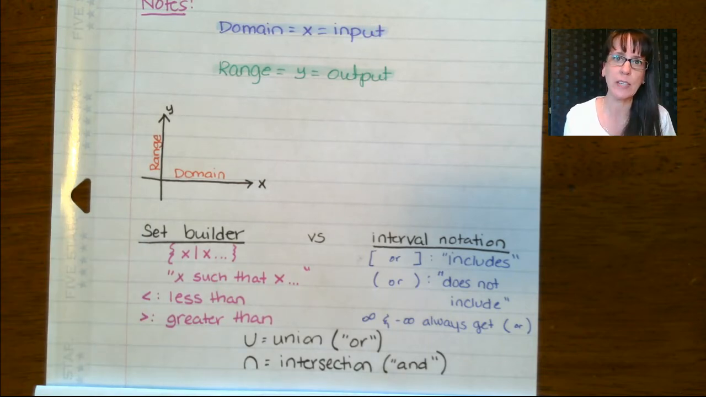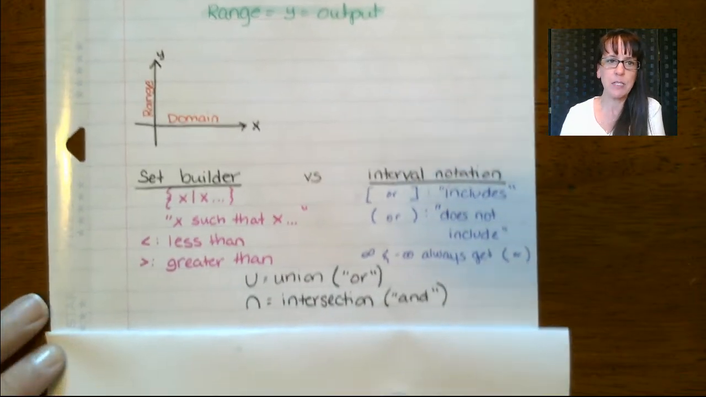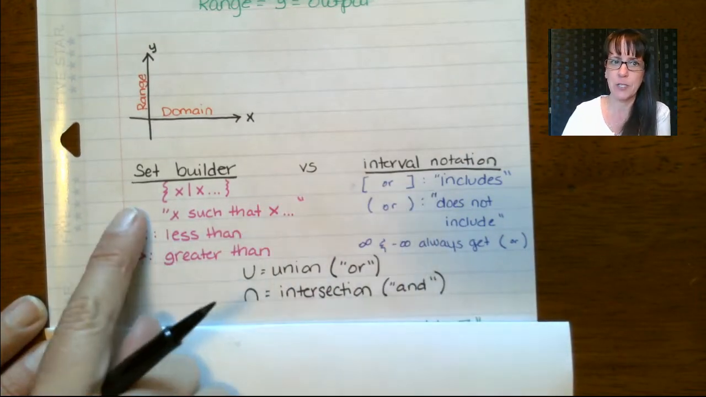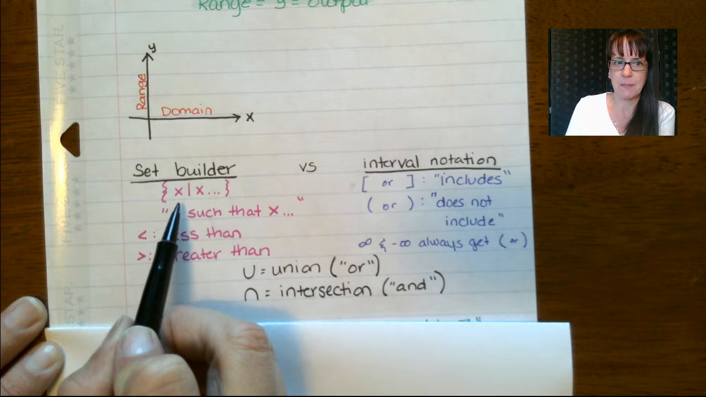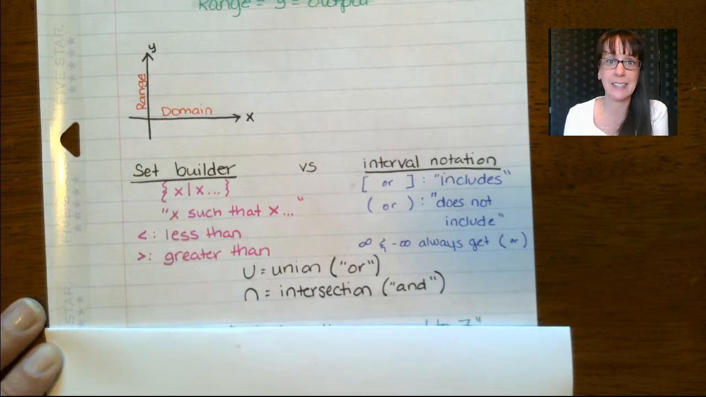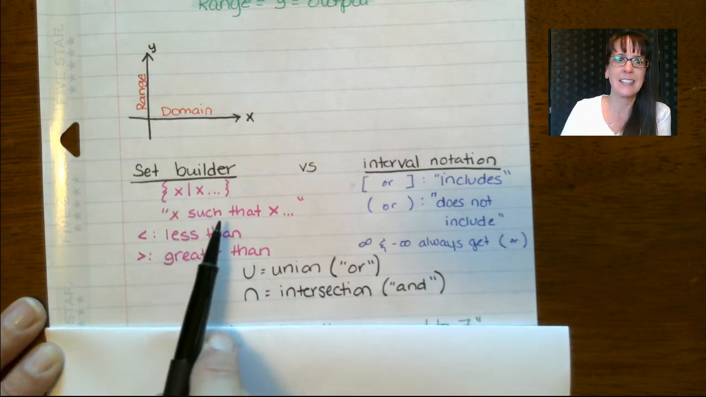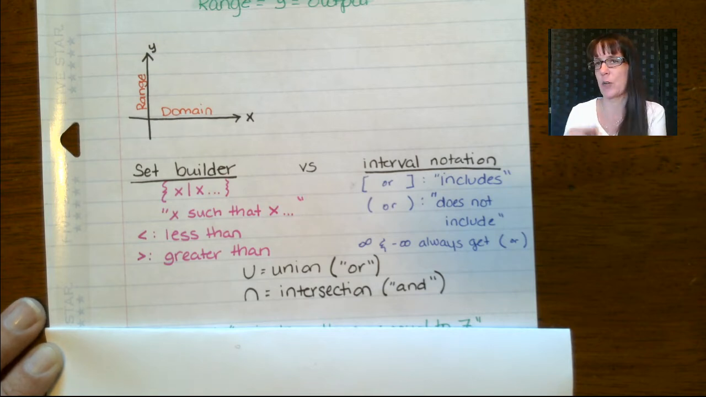These are two ways to write your domain. Some notes that you'll need for both set builder and interval. For set builder, you'll see something that looks like this: x and then a line and then another x. That is read as x such that x whatever is greater than 1, is equal to 5, things like that.